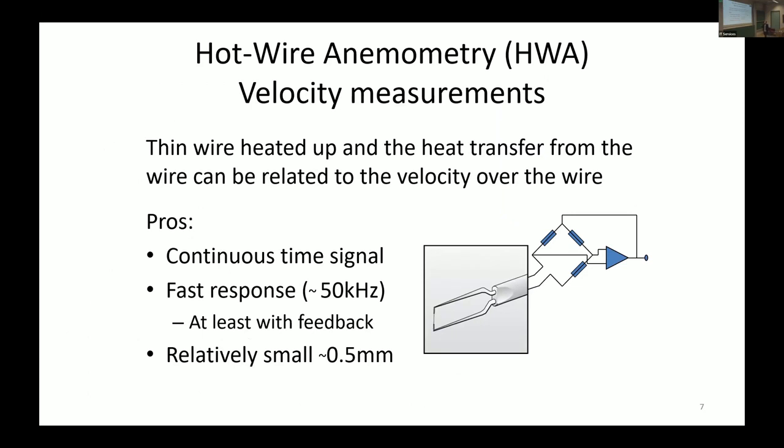It's not quite clear exactly what the time response is. It depends on the flow. This is with feedback. So if you don't have feedback on a hot wire, it's much slower. It's on the order of a couple hundred hertz or so. It's relatively small, so 0.5 millimeter is small compared to the size of the Earth. It is very large compared to the micron scaled Kolmogorov scales we had in the Superpipe, right?